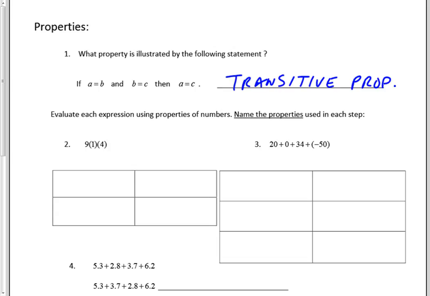You are required to memorize some things. This will not appear on your formula sheet for the SOL.